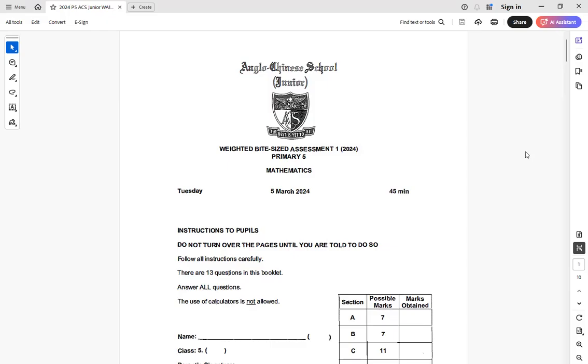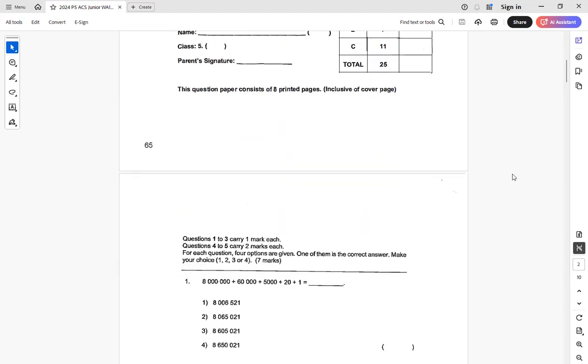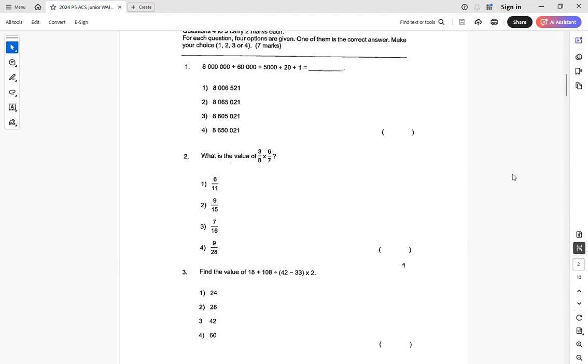Okay, so today I'll be going through the 2024 ACS Junior WA1 for Primary 5. Okay, so let's start. So let's start off with our MCQ.